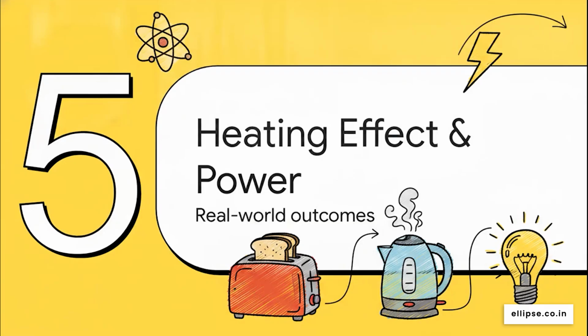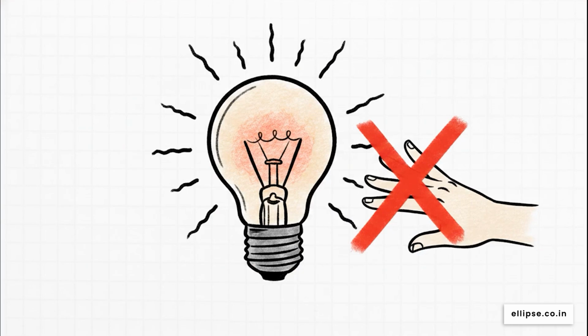All right, final section. Let's look at the real-world, macroscopic outcomes of all this invisible stuff: heating effect and power. Remember those electron collisions we literally just talked about? Well, physics tells us that work doesn't just disappear into thin air. The work done by a battery to forcefully move these electrons against that resistance gets converted directly into heat energy. This is the heating effect of electric current. It's exactly why things get warm when they run. And hey, quick safety tip, please do not go grab a glowing traditional light bulb to test this out. The heat generated is actually intense.